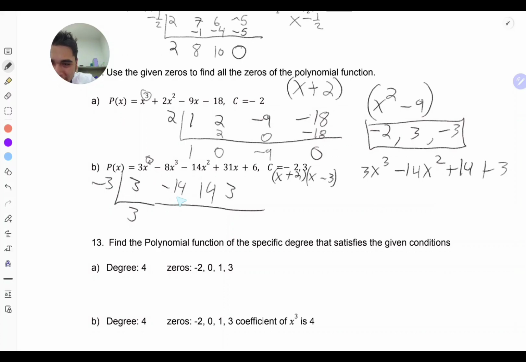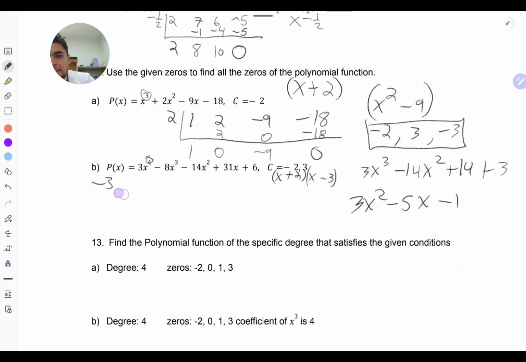3 times negative 3 is equal to negative 9, right? So, negative 14 minus negative 9 is equal to negative 5. Okay, so negative 5 times negative 3 is equal to negative 15, or sorry, positive 15. 14 minus 15 is just equal to negative 1, which means that negative 1 times 3 must be equal to negative 3, because 3 minus 3 is equal to 0. So that means that our new polynomial, our resultant polynomial, is 3x squared minus 5x minus 1.